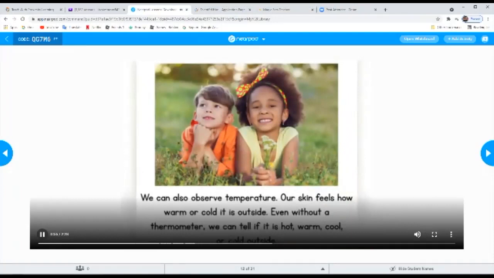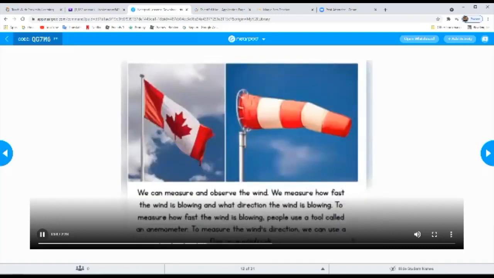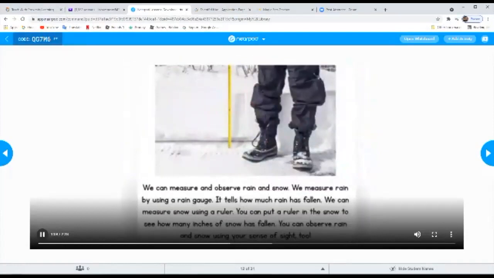We can also observe temperature. Our skin feels how warm or cold it is outside. Even without a thermometer, we can tell if it's warm, hot, or cold. We can measure and observe the wind. We measure how fast the wind is blowing and in what direction. We measure the wind by using a flag or a windsock.